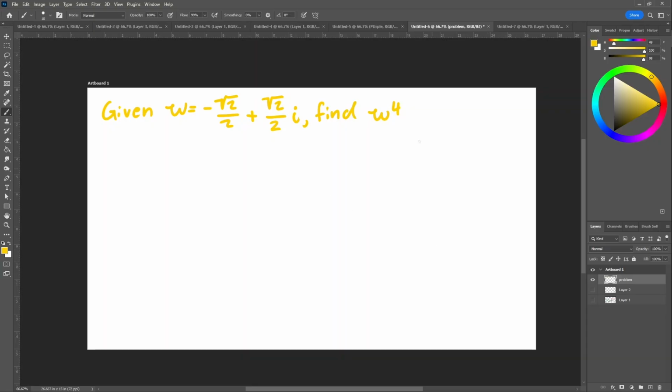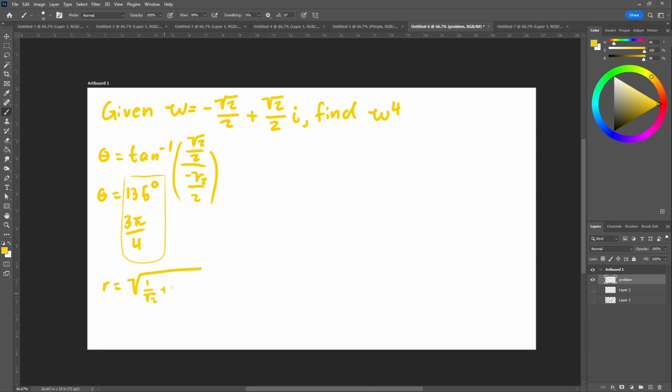So what we would do is convert this into polar. So theta, we have that answer. And we also need the magnitude, which is really easy to find. We just do 1 over root 2 squared plus 1 over root 2 squared. Imagine there's a parentheses. That's all. Oh, I'm being a bit slow there. That's just 1. Radius is equal to 1.